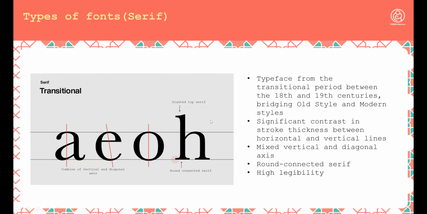Next is the transitional style, which emerged during the transitional era from old to modern serif forms in the 18th and 19th centuries. It means bridging the old style and modern styles. Unlike the old style, it has greater contrast between the vertical and horizontal strokes and a mixture of inclined and vertical axes. This font style is also suitable for body text with generally high readability.